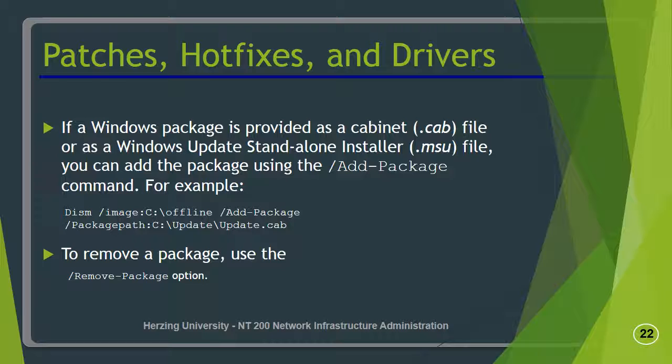Sometimes a Windows package comes in the form of a cabinet file such as .cab, or as a Windows Update standalone installer, .msu. You can add the package using the add package command, and I have some of the commands displayed right here. Again, we're making use of the DISM command, and we can also use it to remove a package from the image.